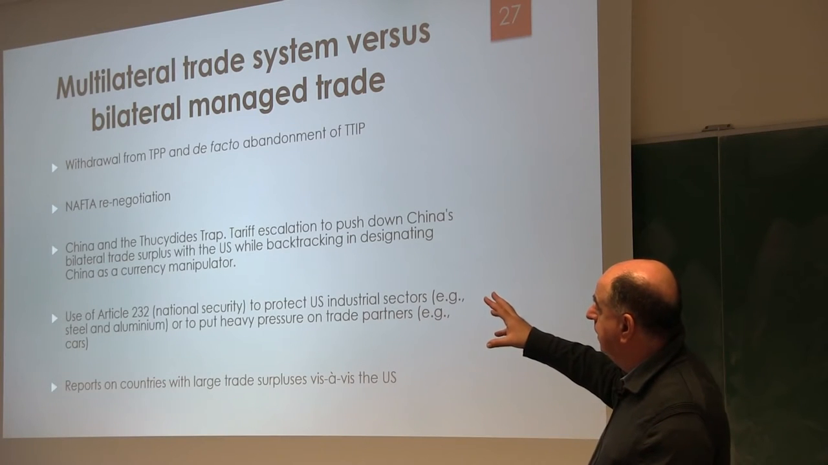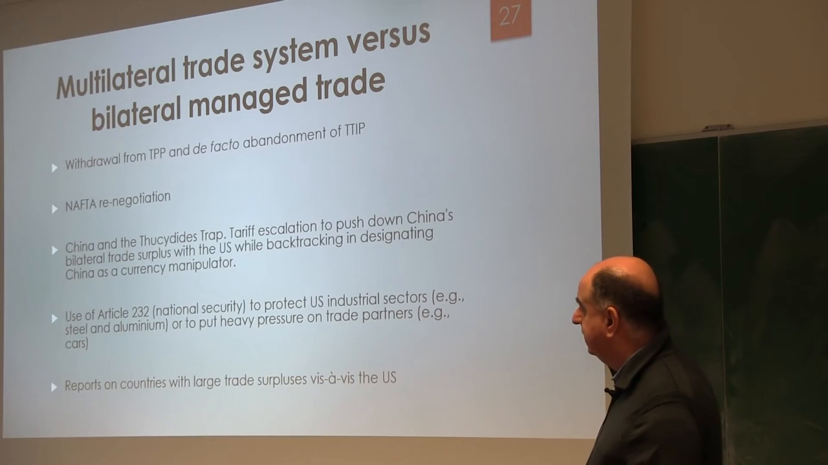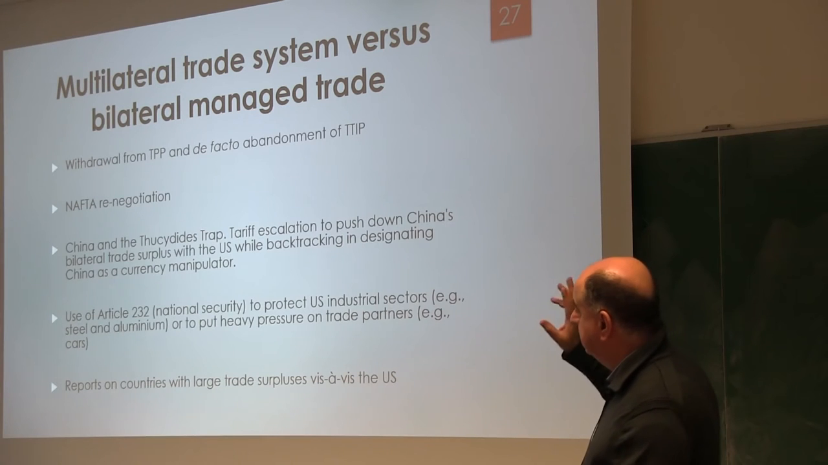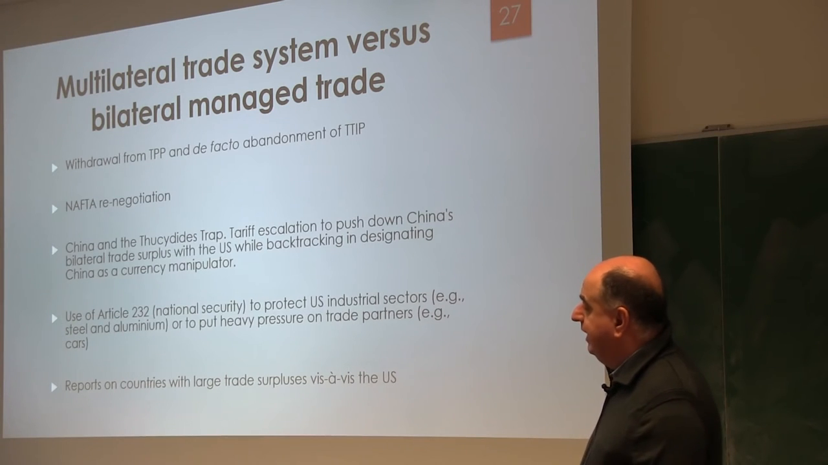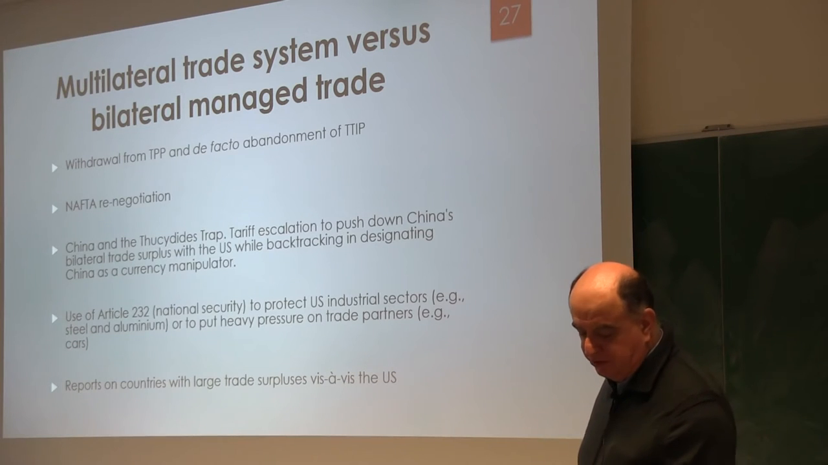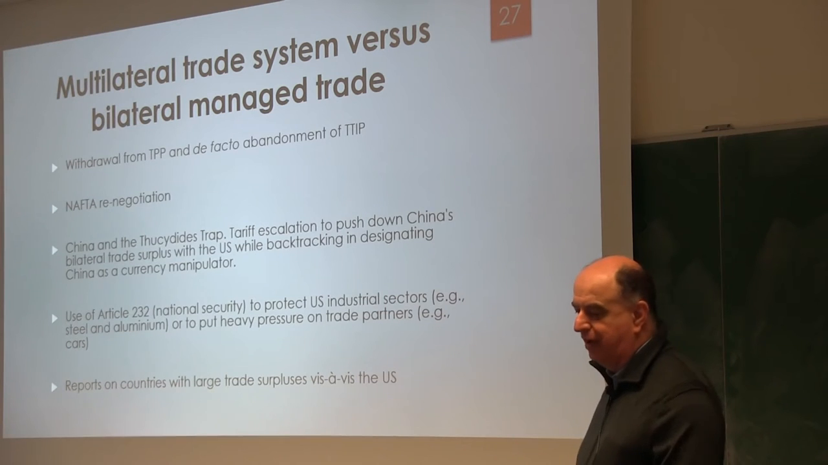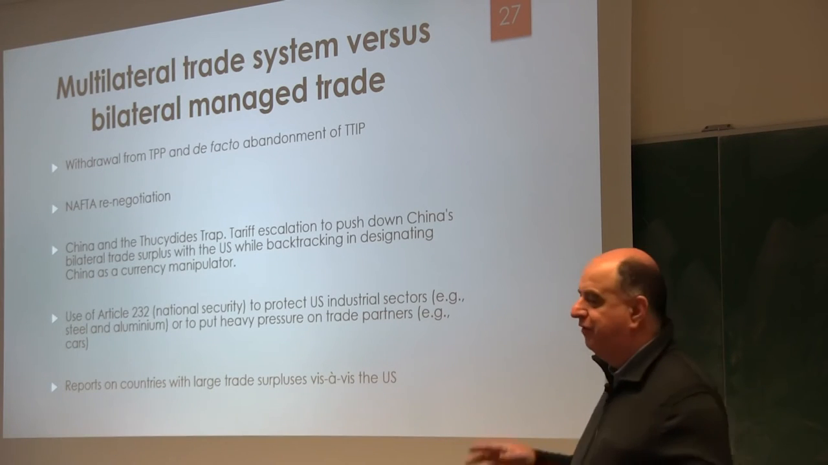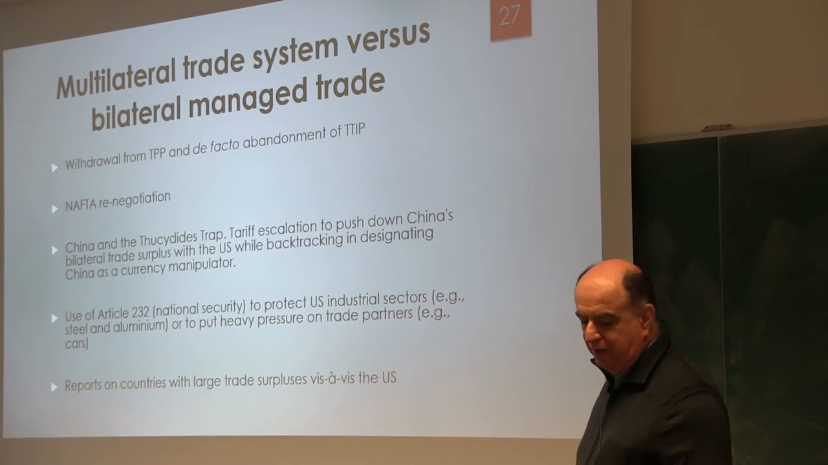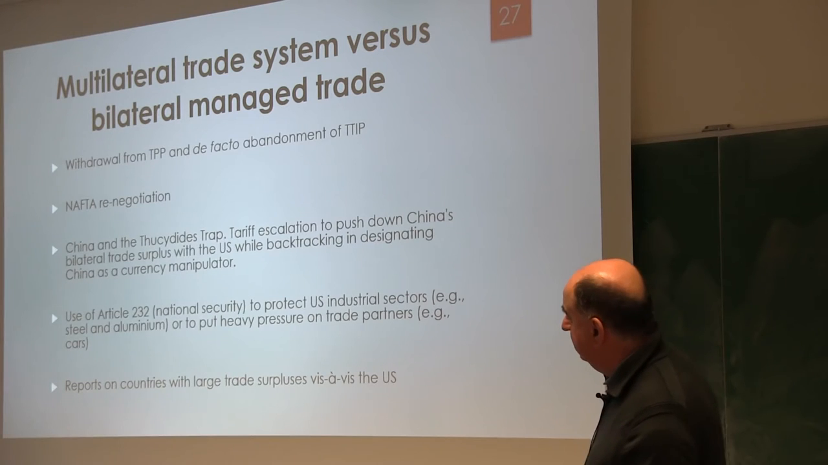And after that is the policy in the multilateral trade system. So I said already the TPP and the TTIP. In 2018, the NAFTA renegotiation started. There is a lot of discussion whether with China there is a Thucydides trap, China being the rising power, so the United States has to have an economic conflict with China in order to avoid that China overtakes the United States.